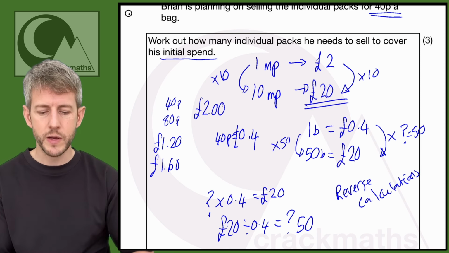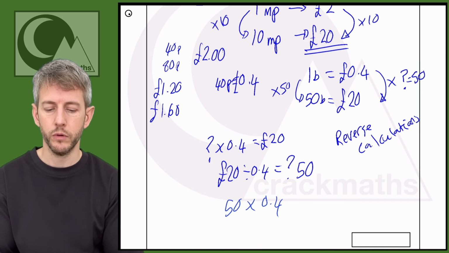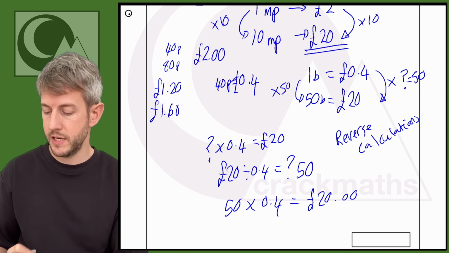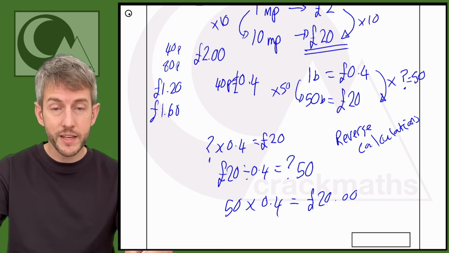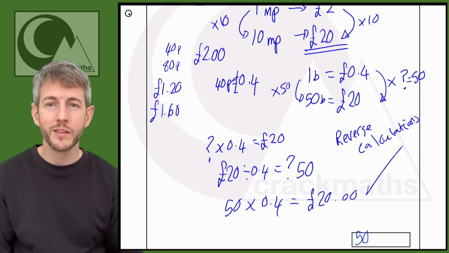Right, now you're often asked to use reverse calculations to check your working. So I'm just going to check that 50 times 0.4 equals 20. Because if it does, then I know that we're correct. So I'm just going to do here 50 times 0.4, and it does equal 20. Right, so I can definitely put 50 bags here. So in this answer bit, I can write 50 bags.